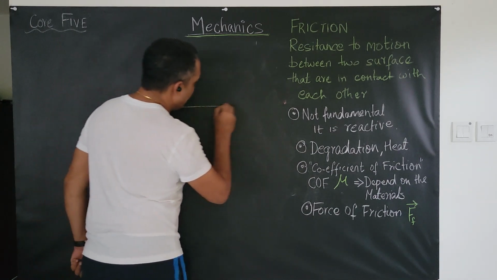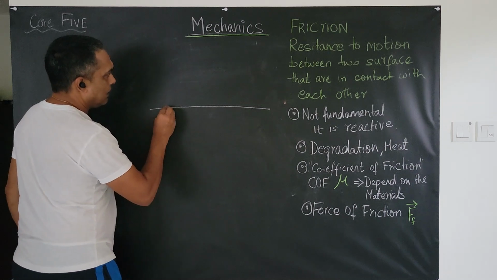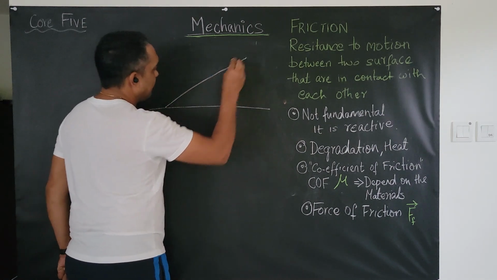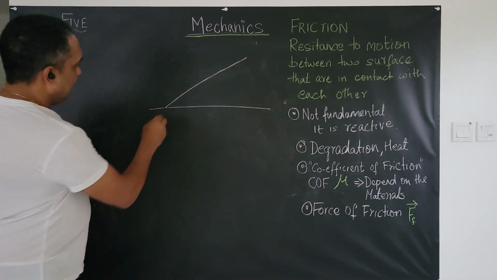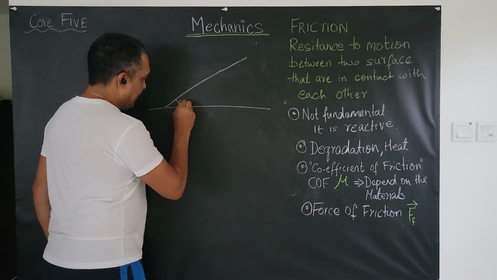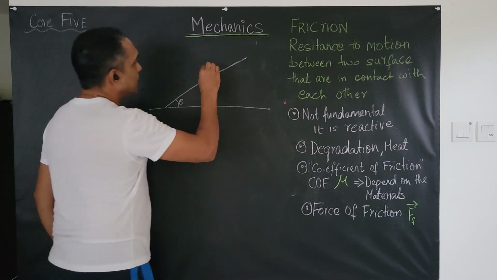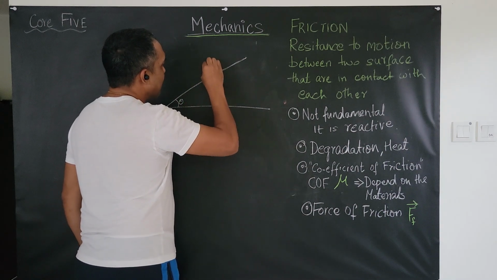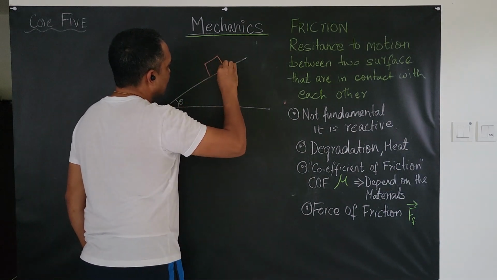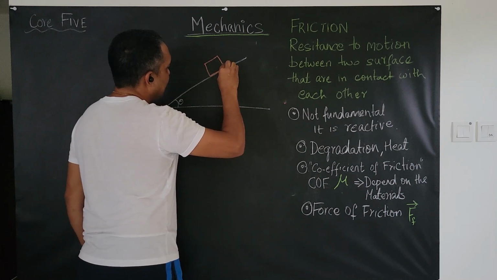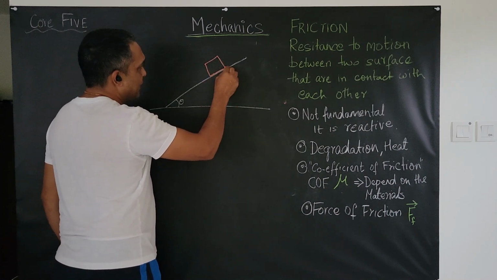So there's my horizontal plane. There's my incline. And there's my theta, right? There's my box. That's my surface of contact.